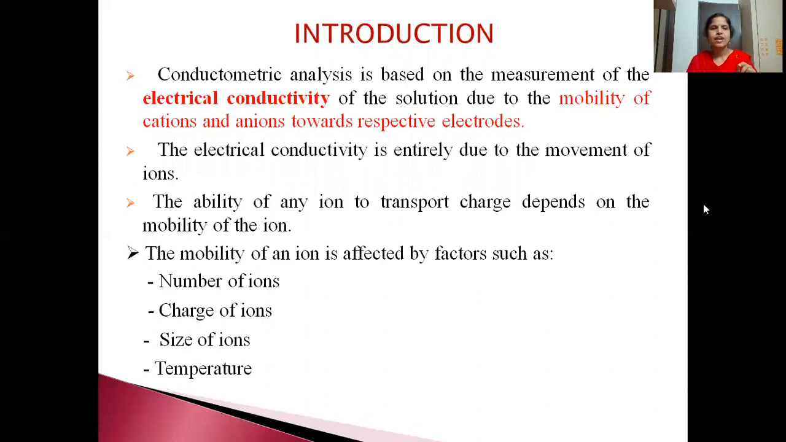All these factors affect the mobility of the ion, because anions have to move towards the positive electrode and cations have to move towards the negative electrode. So that movement of the ion, because it may be either cation or anion, depends on the number of ions, charge and size, as well as the temperature under which we are performing the experiment.